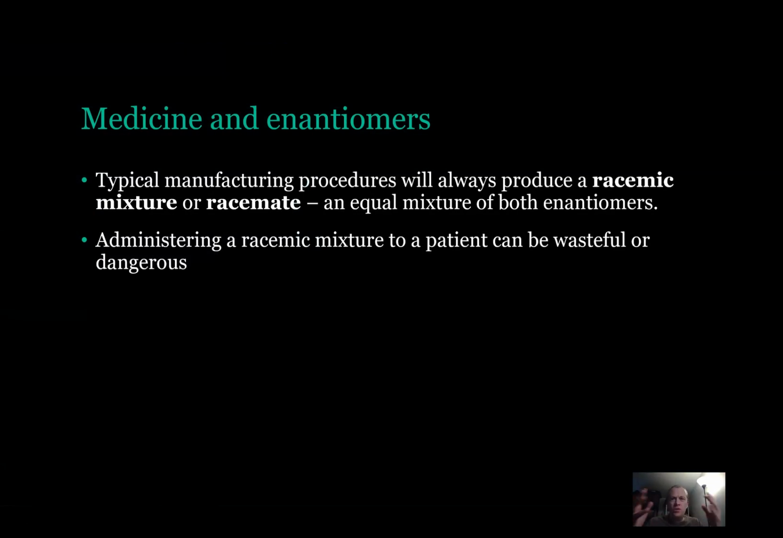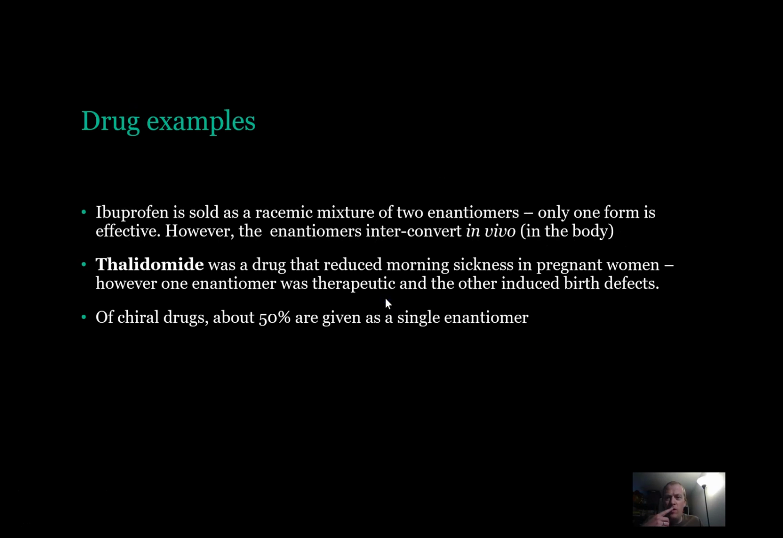So, if you just go through normal chemical reaction procedures, you're pretty much going to produce a racemic mixture, or racemate, which means an equal mixture of both enantiomers. So there's some problems with that. It's wasteful, but it's also dangerous, as we spoke about before.